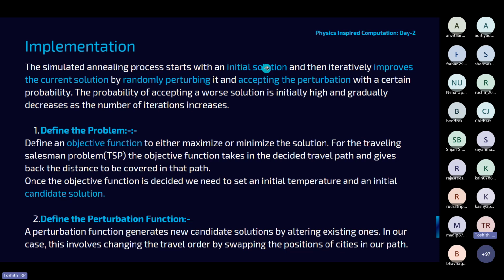What does it mean that we'll accept the solution with a certain probability? I'll come to this point later. The probability of accepting a worse solution is initially high and gradually decreases as the number of iterations increases. I'll come to these points as I go through the steps of actually implementing simulated annealing.